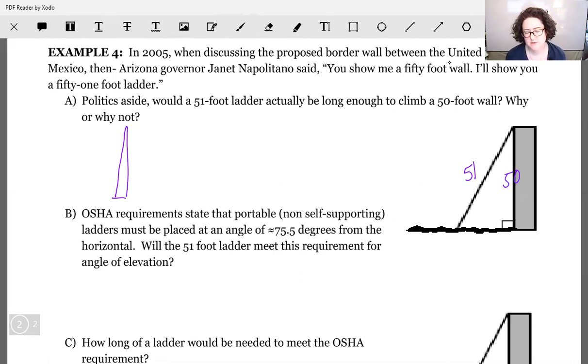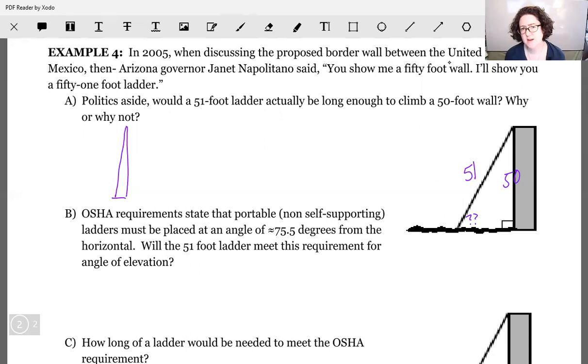Now, if you haven't heard of that, OSHA stands for Occupational Safety and Health Association. And so there are standards out there in the workplace to make sure that people are safe in doing their jobs. Specifically, OSHA requirements state that we've got to have an angle of 75.5 degrees with the horizontal. So that's this angle, basically our angle of elevation. We want to have the ladder far enough out from the wall that it has good support, but not far enough out that it's not going to be very stable.